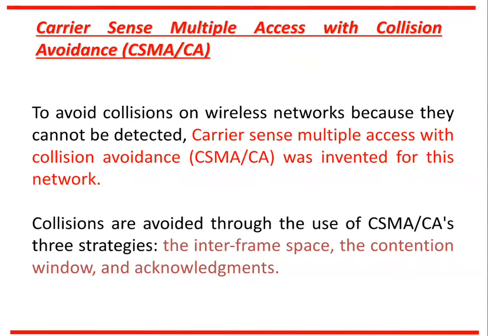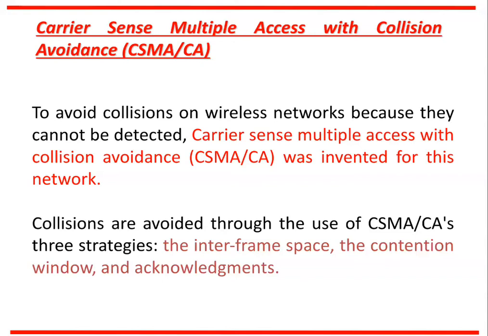Hello everyone. In today's class, we'll be discussing carrier sense multiple access with collision avoidance. In the last class, we had seen that in wired networks, carrier sense multiple access with collision detection is proposed. Here the basic idea is that a station needs to be able to receive while transmitting to detect collision.